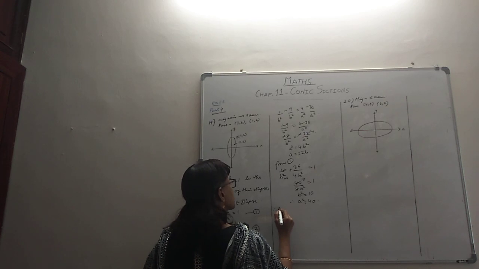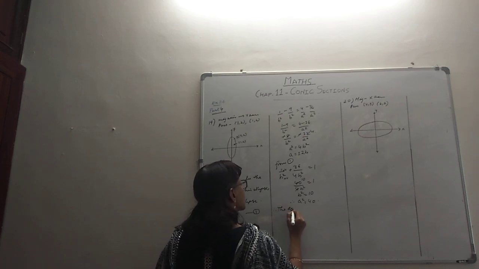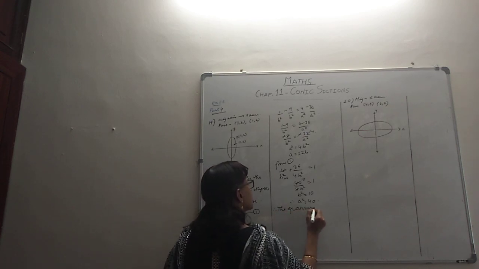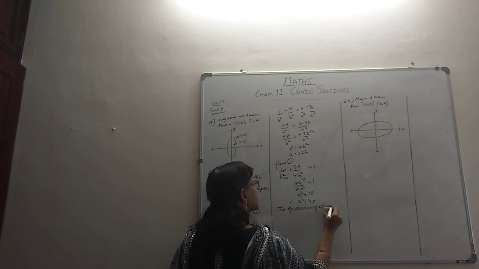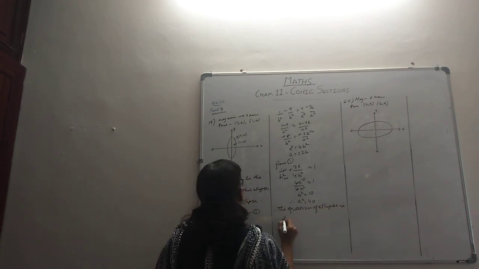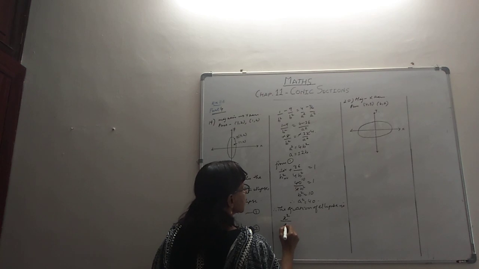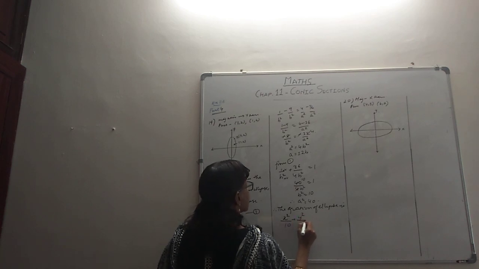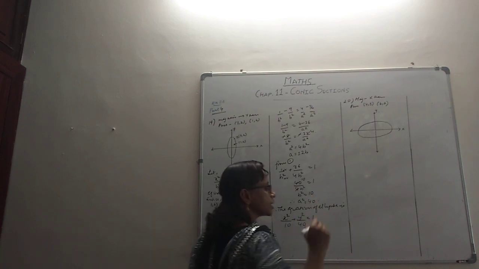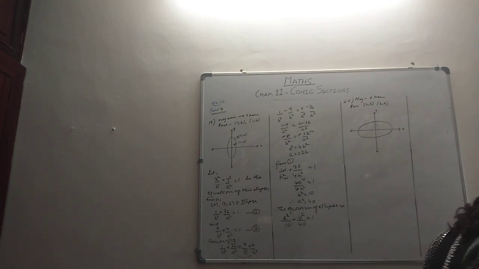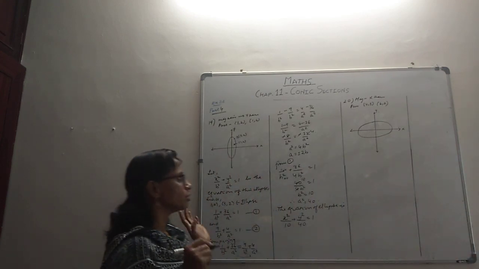That gives you the equation. Therefore, the required equation is what? X squared by b squared, which is 10, and y squared by a squared, which is 40, is 1. That's it. That's how we go about doing this.